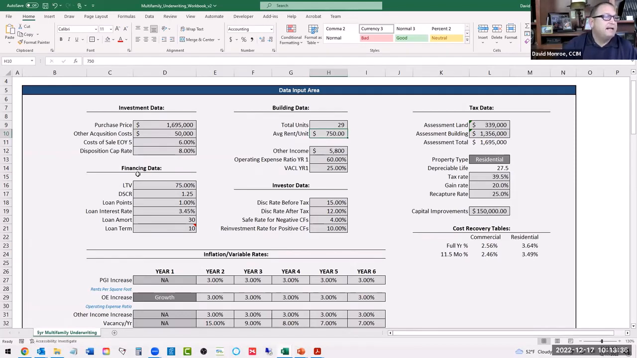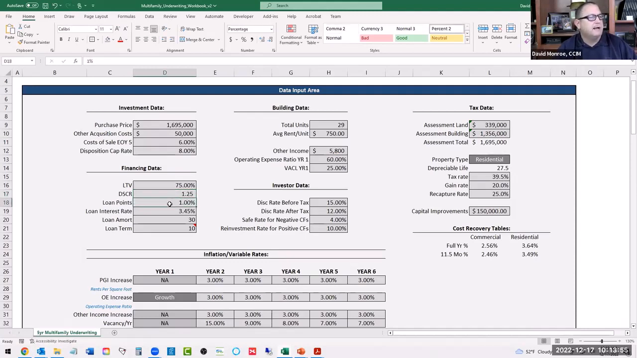So then we got financing data. I want the minimum of loan to value or debt service coverage ratio. In this case, I'm using 1.25. It could be anywhere from 1.2 to 1.4, depends on your lender, depends on the lender's risk to you, the lender's risk to the market, the lender's risk to the property as to what that's going to be.